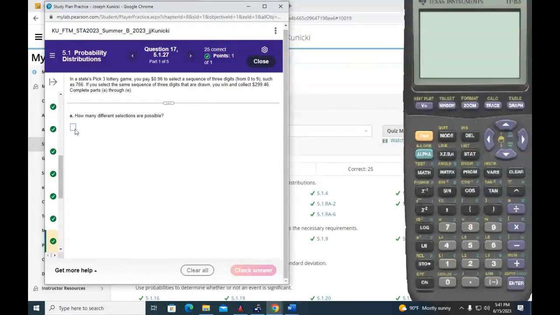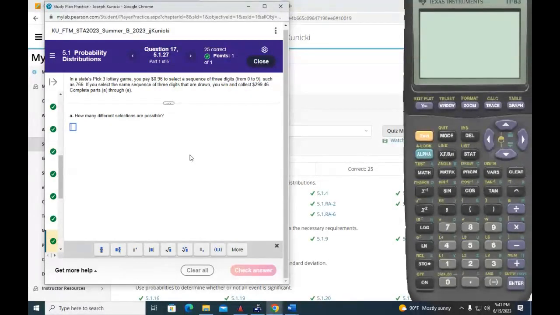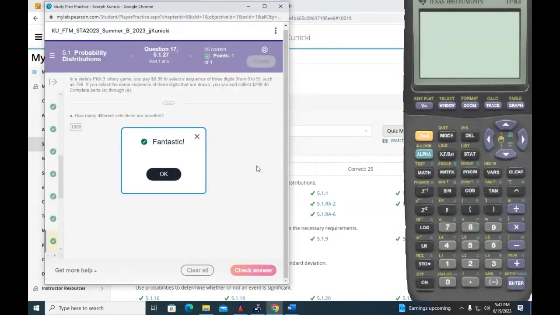So how many different selections are possible? You have three numbers to pick. How many choices do you get for the first number? 10. How many choices do you get for the second number? 10. Third number? 10. 10 times 10 times 10 is 1,000. It's 000 to 999. That's the choices. So there's 1,000 choices.